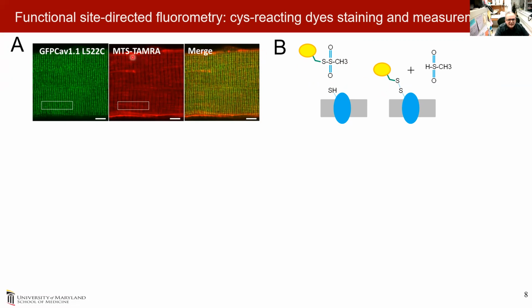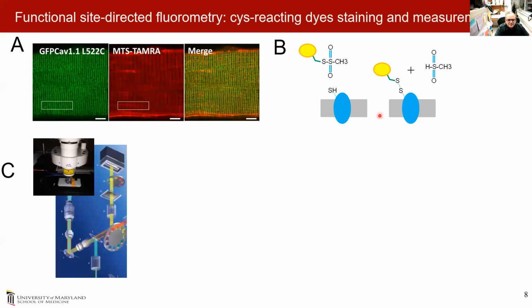This dye, MTS-TAMRA, exhibits changes in its fluorescent properties depending on the surrounding environment. Using ultra-high speed line scan confocal imaging, we measured the fluorescent signal in response to a single field stimulus to elicit an action potential and the subsequent voltage sensor domain rearrangement.